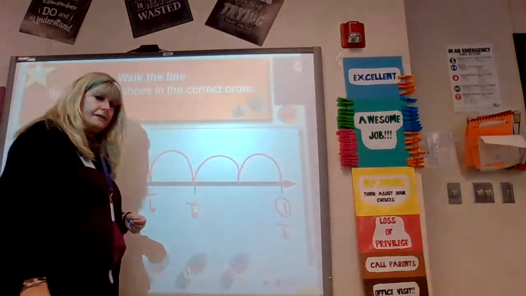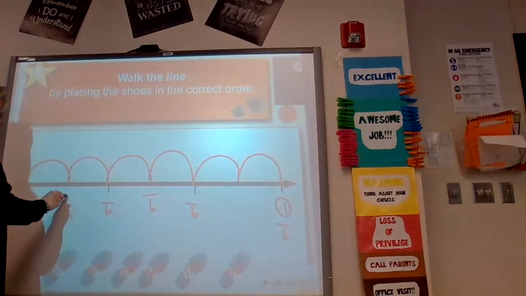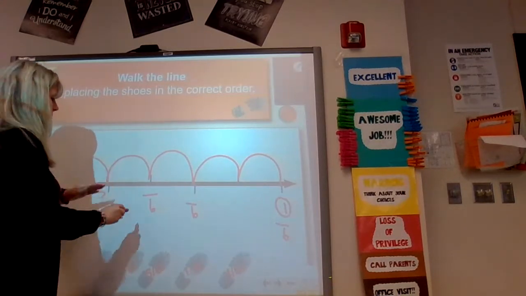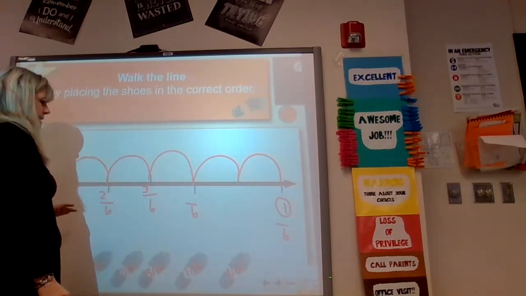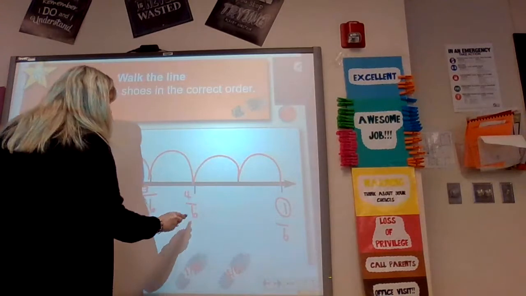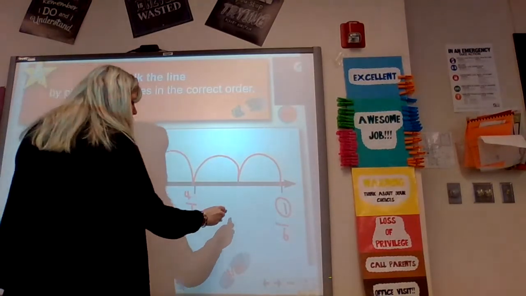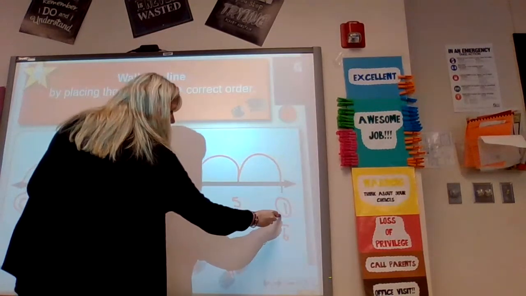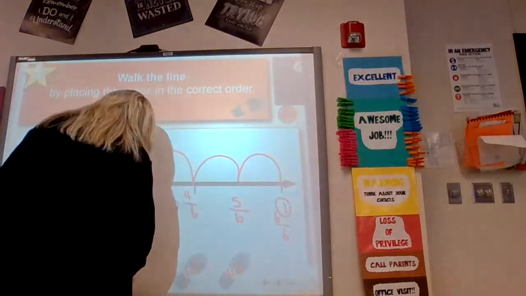Now I'm just going to count the pieces. So this is 1/6, 2/6, 3 pieces is 3/6, 4 pieces from 0 is 4/6. Oops, I missed this one. 5/6 and 6/6, which we know is the same as a whole.